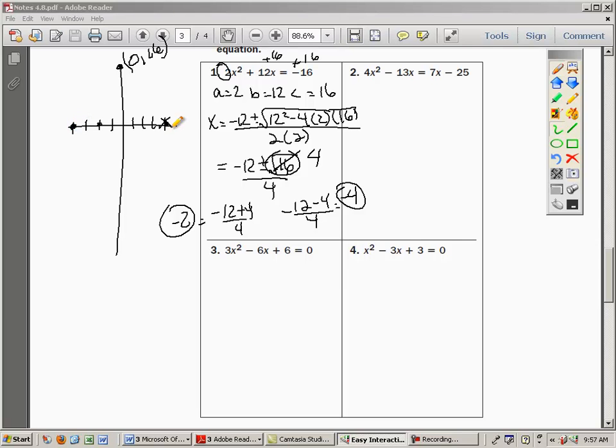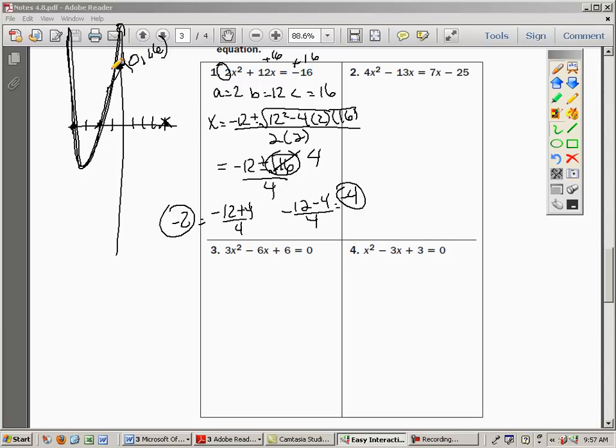So that means it's going to come down, it's going to cross the x-axis, it's going to turn around and go back up here, and I'm going to have to fix that a little bit, but you get the idea, right? It's going to cross at negative 2 and negative 4, and it's going to have a y-intercept of 16. All right, how about the next one?